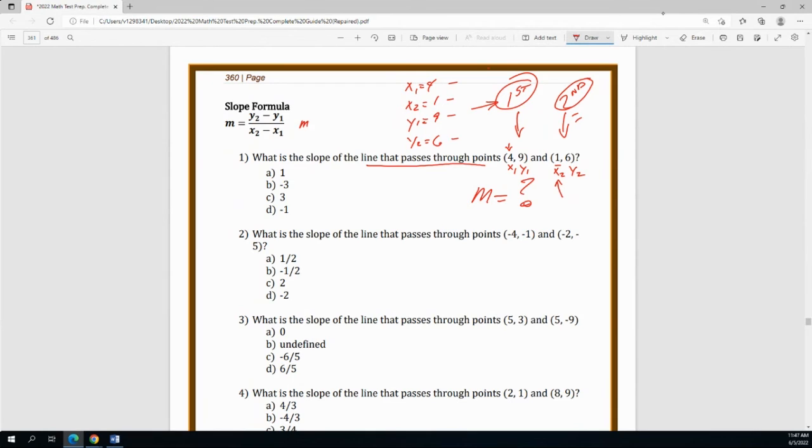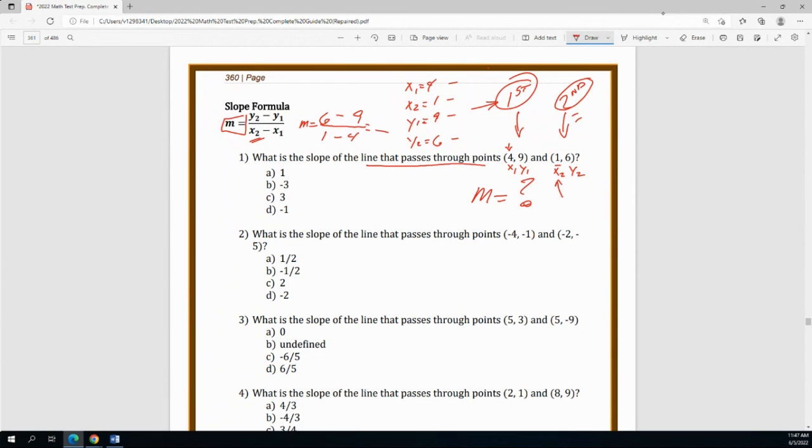So I want to write this as m equals. Let's put a line for our division, because this is a division problem. Now my first number is going to be y2, and the y2 is a 6. I'm going to write 6 minus, what's the y1? Did you say 9? Yes. Then I'm going to go to my denominator position. The first one is x2. x2 is equal to 1, and x1 is equal to 4. There we go. We just rewrote it with all the numbers in their correct spot. Now, let's just do the math.